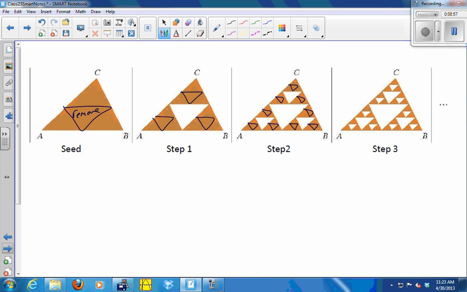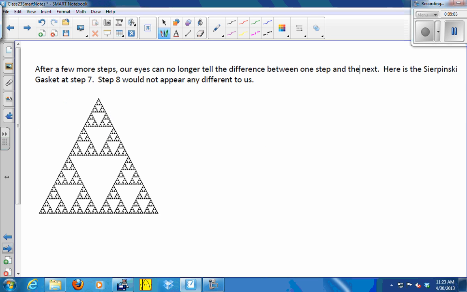So does the construction of it make sense? Not too complicated, pretty clear rule. After a few more steps, our eyes can no longer tell the difference between one step and the next. So this is the Sierpinski gasket at step 7. Step 8 wouldn't appear any different to us because eventually the triangles that we're removing are so tiny you can't even tell that they were removed. So this is an approximation of the Sierpinski gasket.